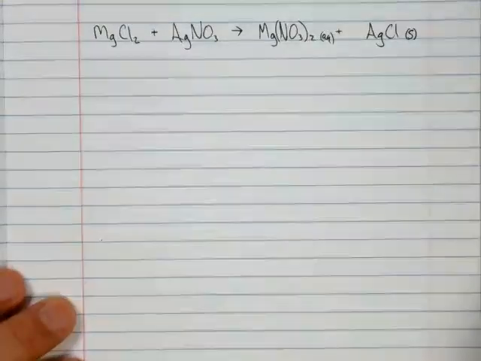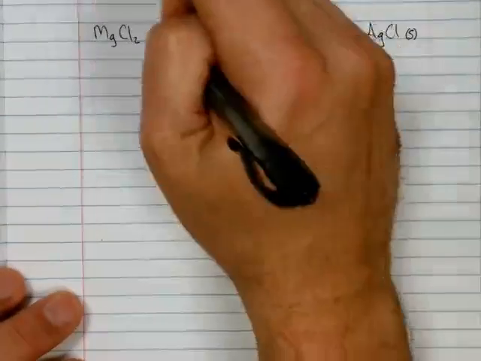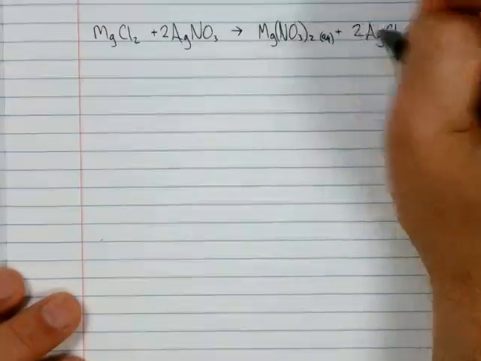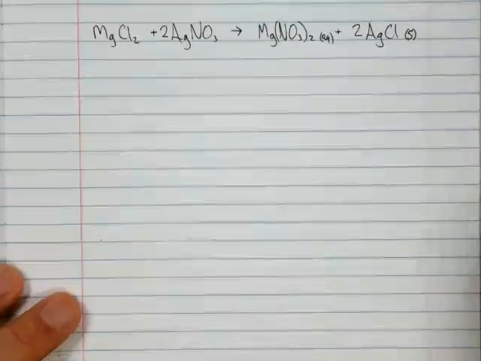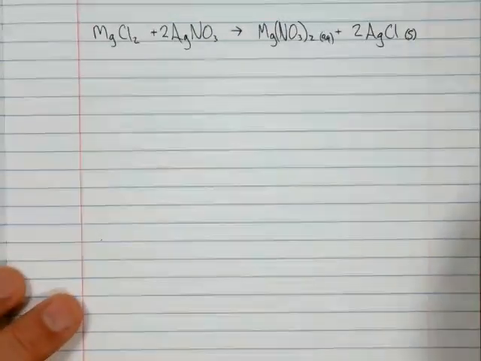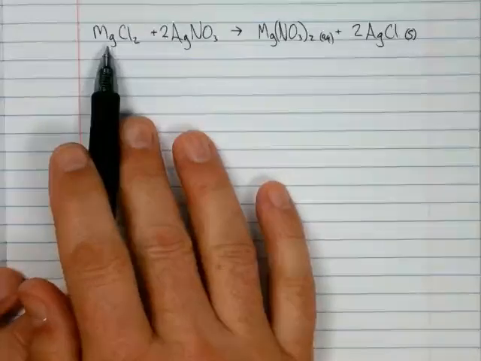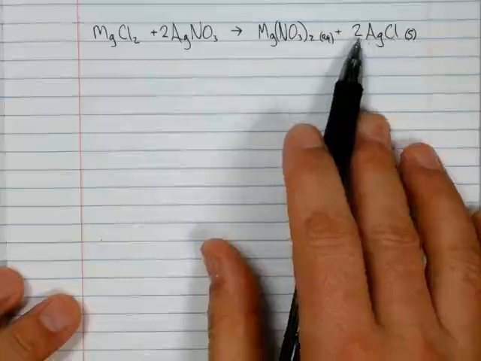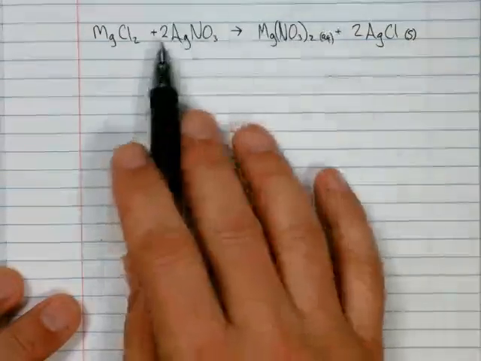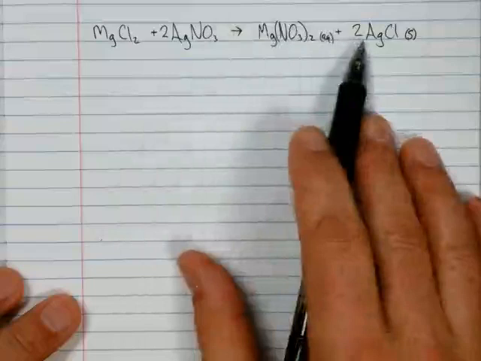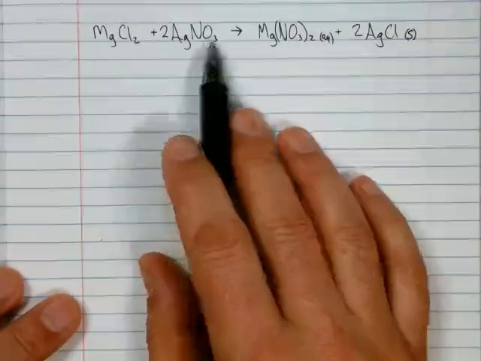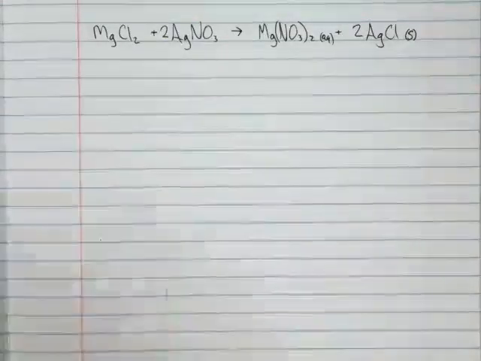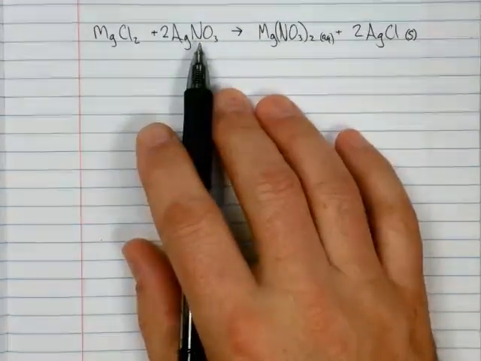Is this balanced? No. Is it balanced now? Did I miss something? 1 magnesium, 1 magnesium, yeah, and then 2 chlorine, 2 chlorine, 2 silver, 2 silver, 2 nitrate, 2 nitrate. Silver is +1, nitrate is -1.